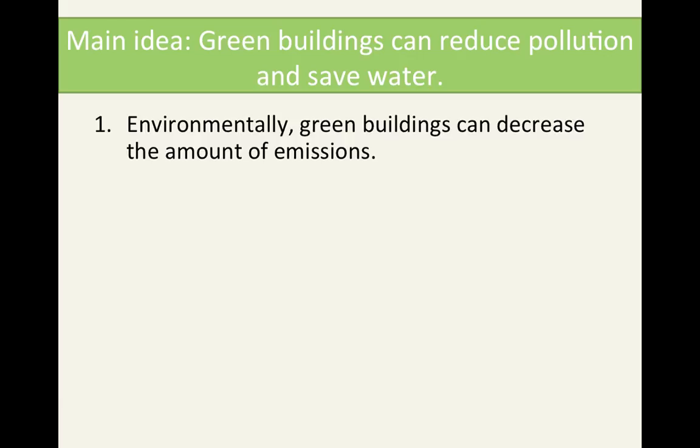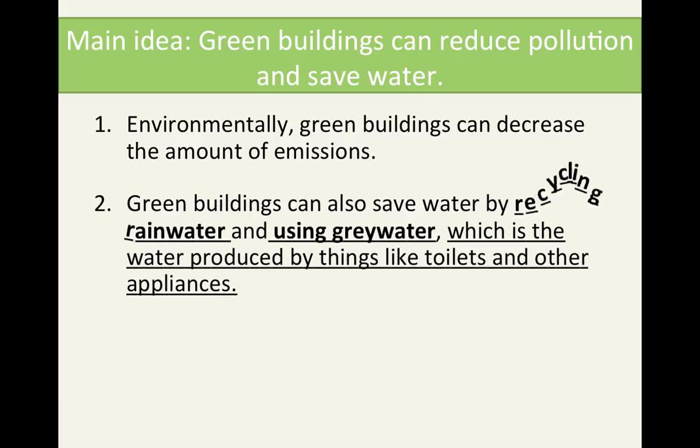Okay, and then the second one is green buildings can also save water by recycling rainwater and using green water, which is the water produced by things like toilets and other appliances. All right, what is green water? Okay, after which you will know what green water is. All right, and then I will analyze this sentence in the following one. Okay, because there is the relative clause here, right? And the relative clause is the focus of this lesson.